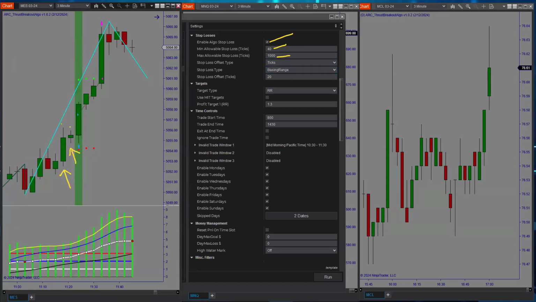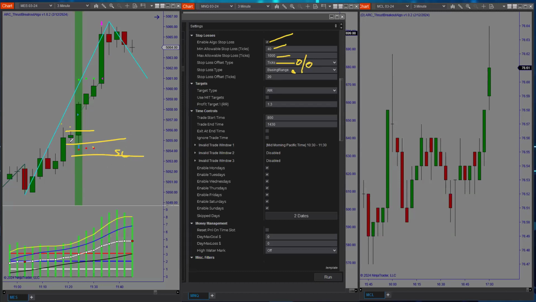So let's go into these. So if we have this set to base range, which is the norm, what this is going to do is it's going to take the range of that base candle. Then it's going to put the stop below that. Okay. So our stop would go below. In this case, it's right here. But so you have 2 options in terms of this. Do you want to go with ticks or do you want to go with percent?